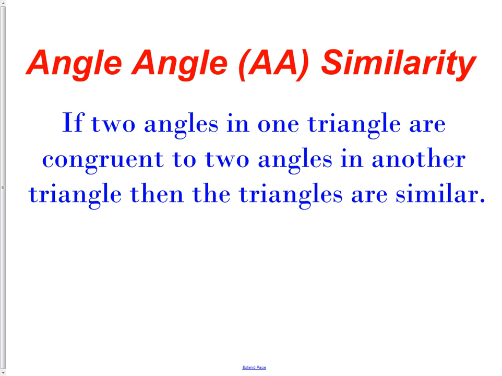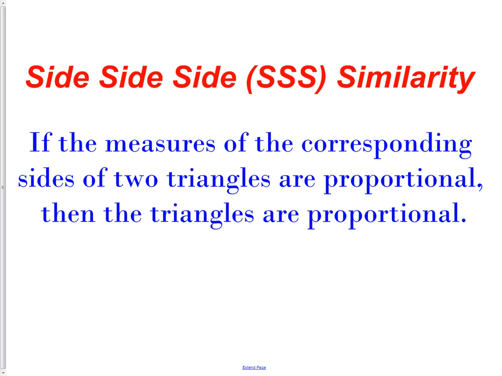similar. First, we have angle similarity, which says if two angles in one triangle are congruent to two angles in another triangle, then the triangles are similar. If we have two angles in one triangle congruent to two angles in another triangle, they have to be similar. Next is the side-side-side.